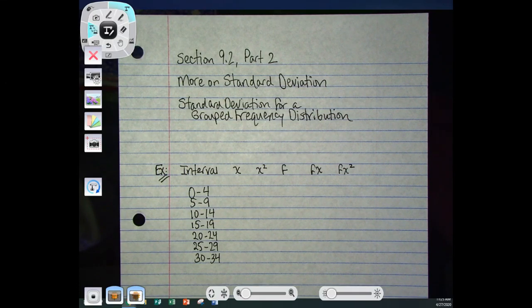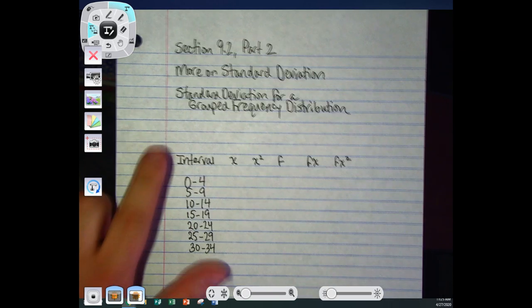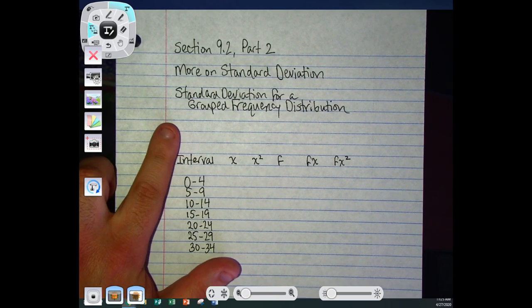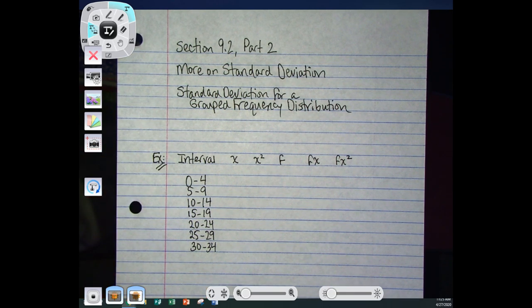Welcome to section 9.2 part 2. This video is more on standard deviation. In the previous video for this section, we talked about finding the standard deviation of a group of data. In this video, we're going to be talking about finding standard deviation for a grouped frequency distribution. Remember, the big thing about a grouped frequency distribution is that instead of looking at individual data values, we look at them in intervals.